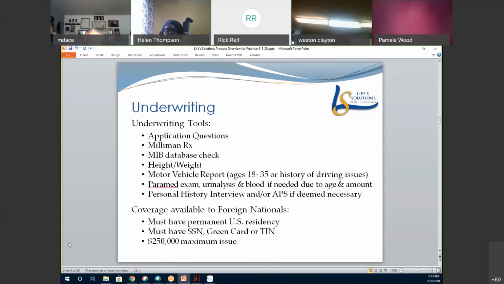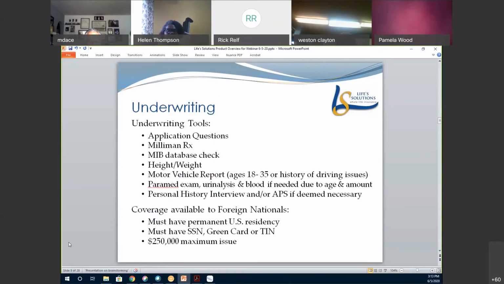Height and weight, and we have a competitive height and weight table you'll see in the guide. We do go for a motor vehicle record. We want to see if they're a reckless driver at young ages, because that is the leading cause of death for young people. But fortunately, we don't see a lot of that happening. Now, if they want to buy a larger policy, then 100 or more, you're looking at a paramed, a urinalysis, and blood work, which is pretty standard for this type of product.